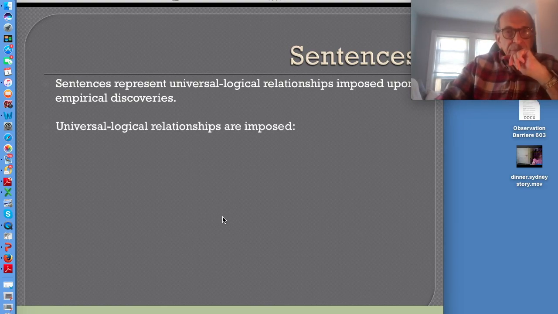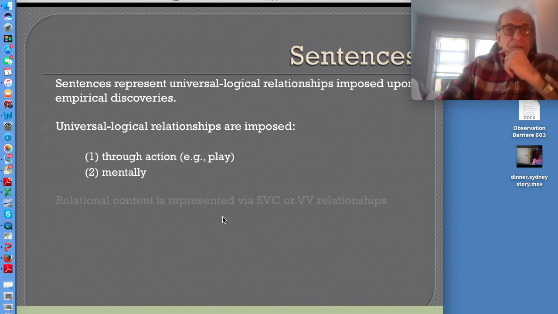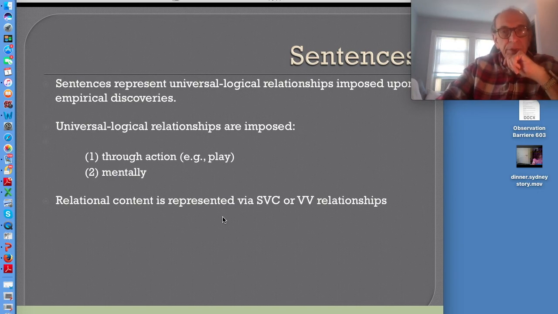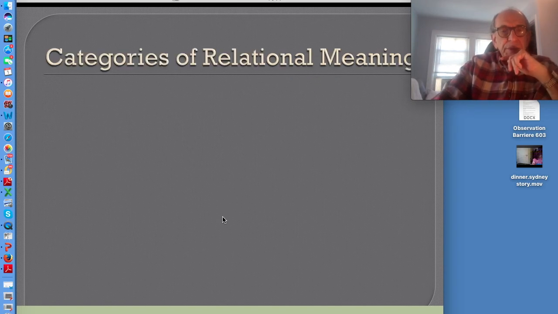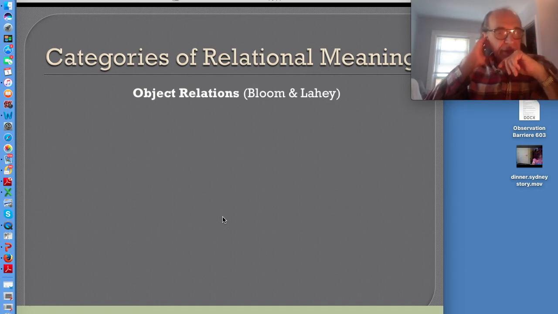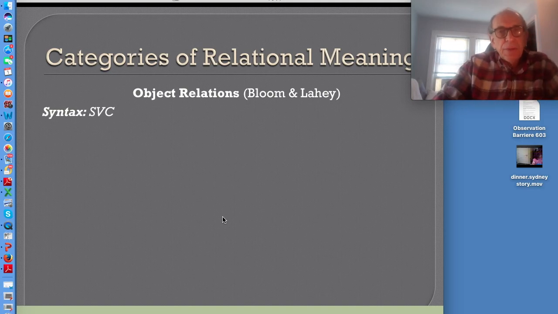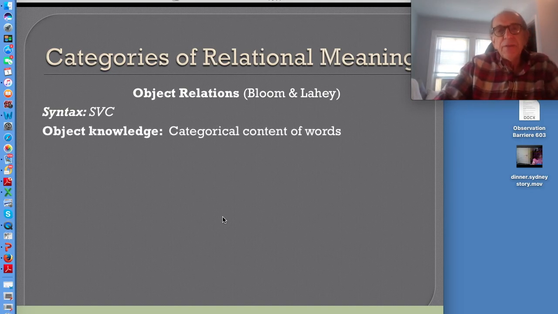Last week we discussed how those universal logical relationships are imposed through play, through action, typically through children's play, and mentally. And mental imposition of those relationships is seen in the relational content that's represented via subject-verb complement relationships or verb-verb relationships. And that's what's going to ultimately be our focus today, those SVC relationships and VV relationships. But we reviewed categories of relational meaning last week, and they were, just to quickly review, in single verb sentences that have a subject, a verb, and may have a complement.